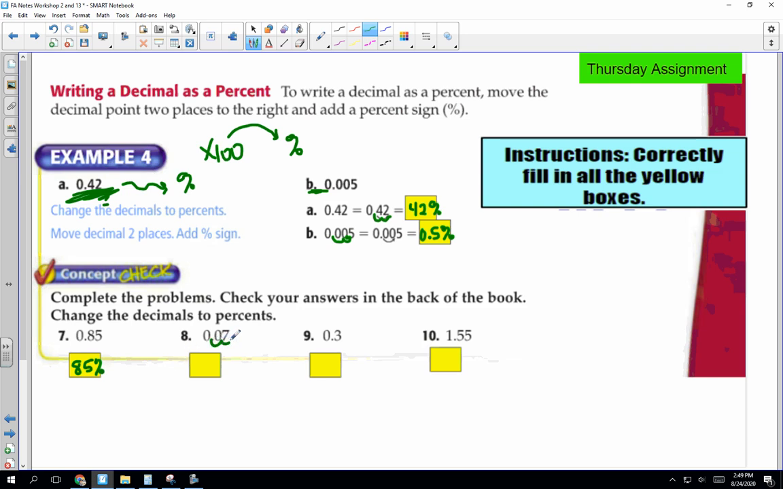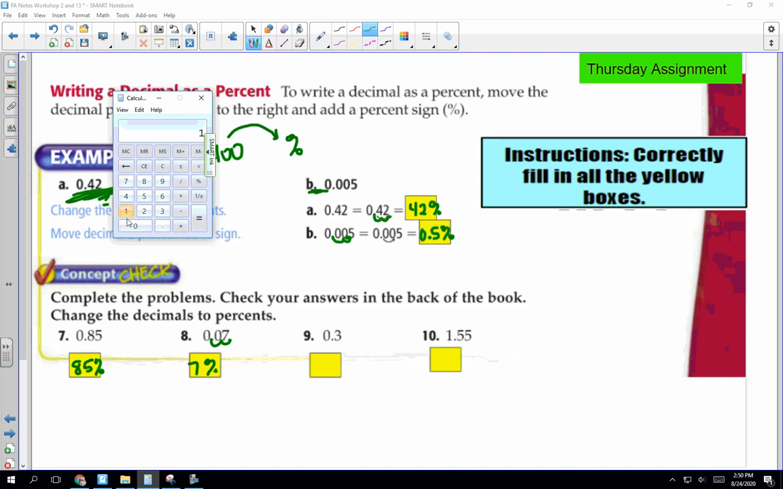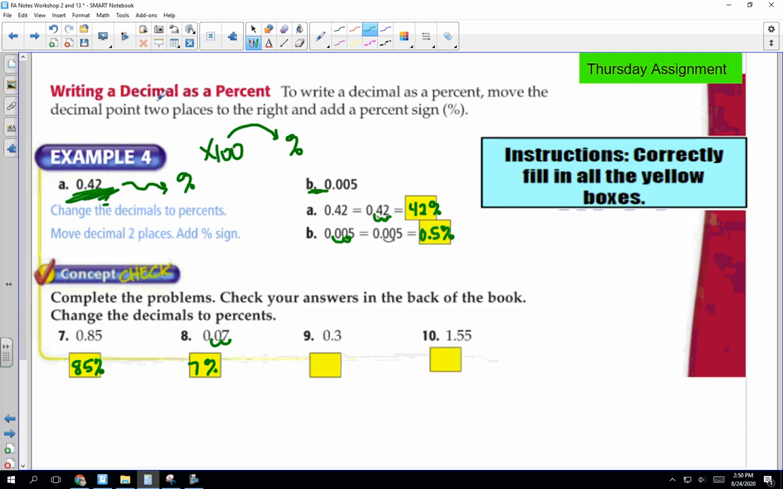0.07, you can either move the decimal 2 places to the right and throw a percentage on it, or you can times 0.07 by 100, showing you both ways. And both ways give you 7%. 0.3, move it 2 places to the right. When you run out of numbers, you put a 0 in it, so this is 30%. 1.55, we move 2 places to the right. It's 155%. It's the easy way to do it.